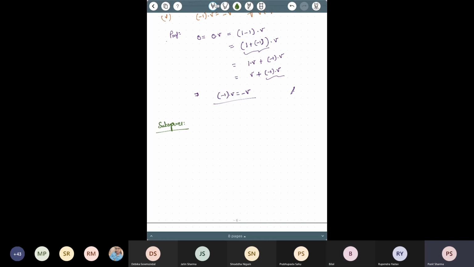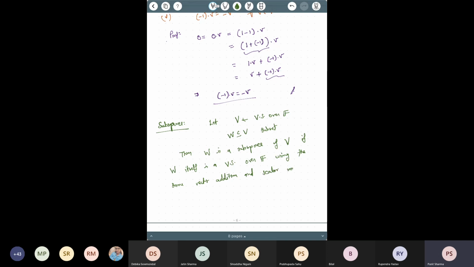Right. So if you want to define it, let's say we have a vector space V over F, and suppose that we have a subset W of V. Then this W is a subspace of V if W itself is a vector space over the same field F using the same vector addition and scalar multiplication of V.